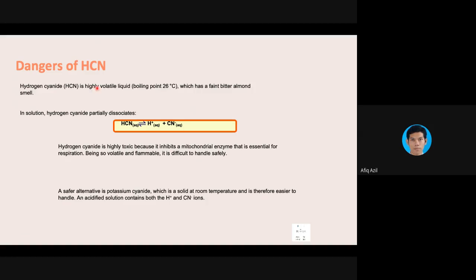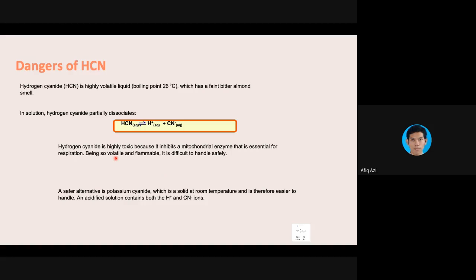So the dangers of HCN. Hydrogen cyanide is a highly volatile liquid which has a faint bitter odor. In solution, this hydrogen cyanide partially dissociates to become hydrogen ion and also cyanide ion. It is highly toxic because it inhibits a mitochondrial enzyme that is essential for respiration. So basically, it will affect our breathing.